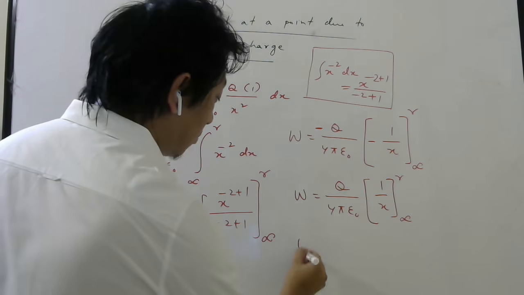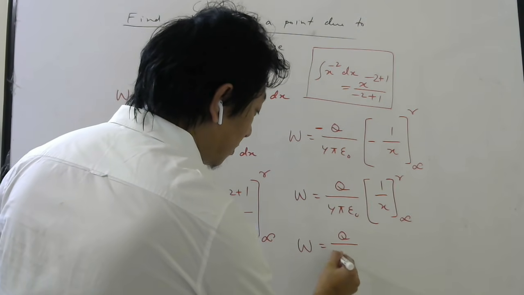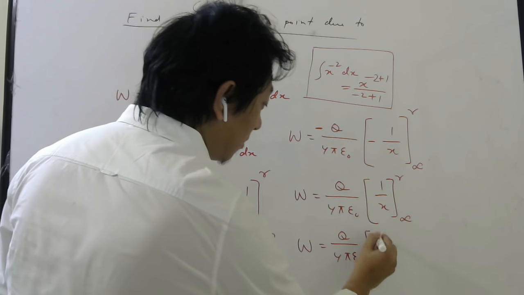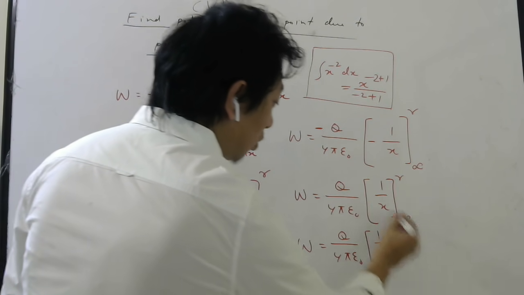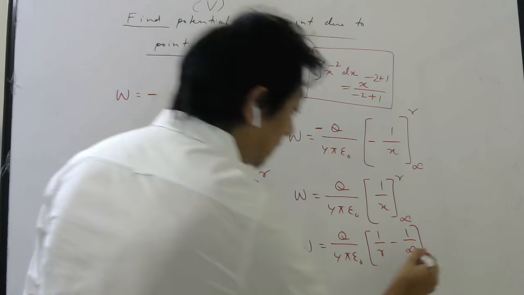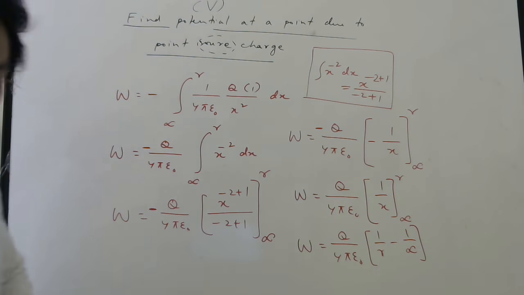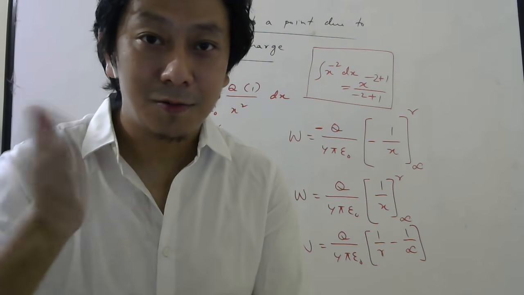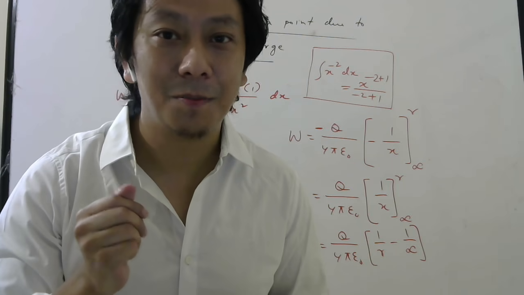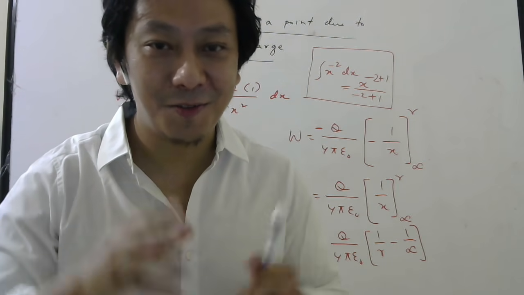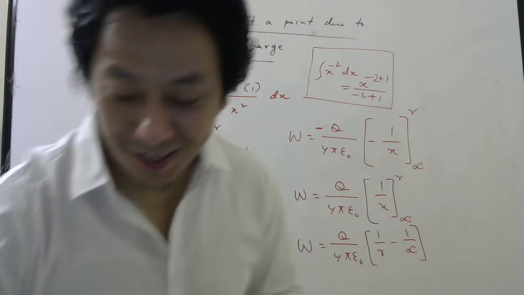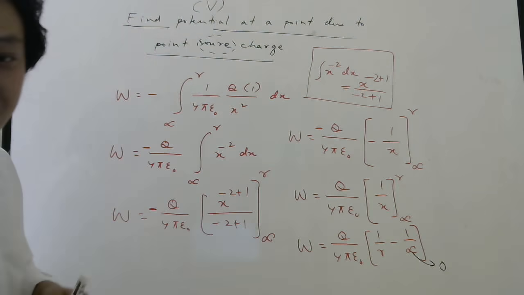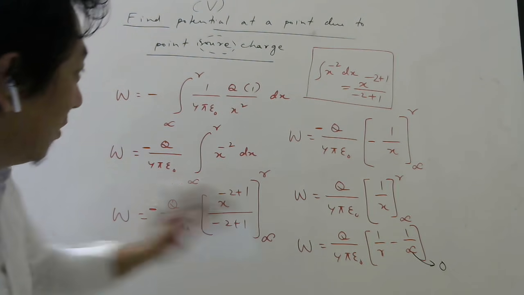What is the next step? Put the upper limit in place of the variable. So the variable is x, put upper limit 1 by r, minus put lower limit 1 by infinity. What is 1 by infinity? If you take one apple and divide by infinity times, what will you get? Apple juice. Meaning there is no apple left. So if you divide a number by infinity, you will get 0. So this is 0. Okay. So 1 by infinity is 0. At least for physics it is 0.